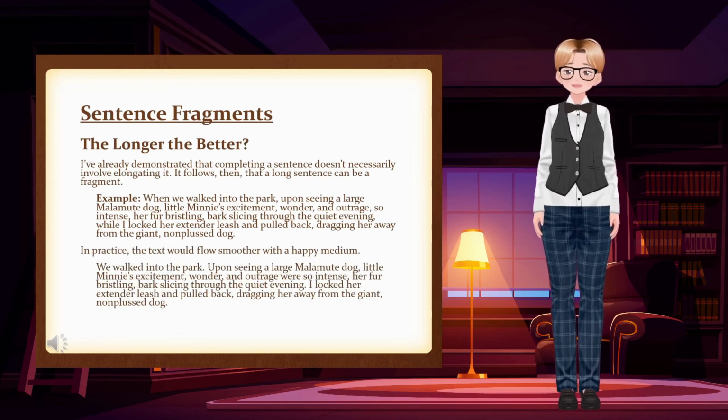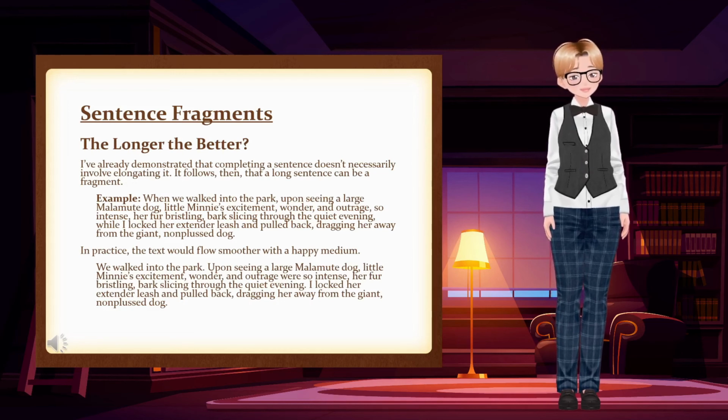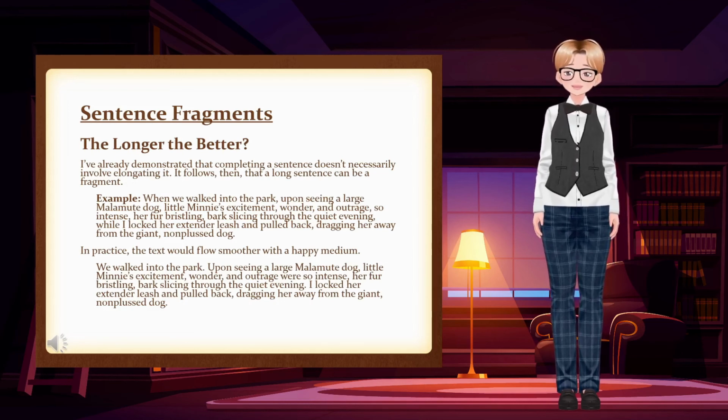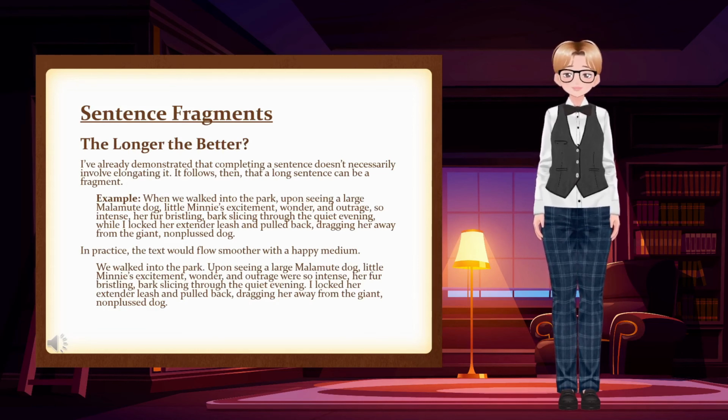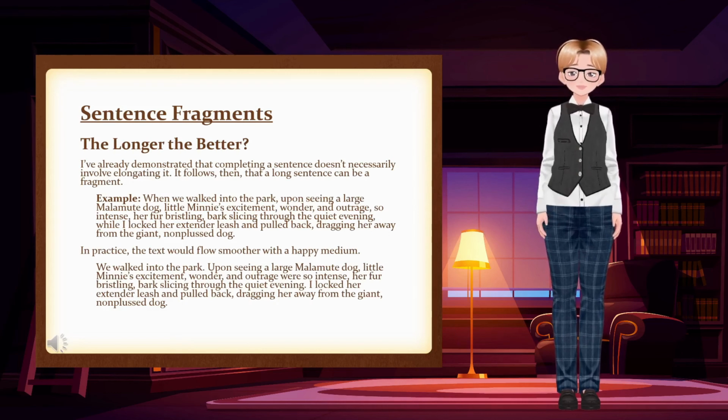We walked into the park. Upon seeing a large Malamute dog, little Minnie's excitement, wonder, and outrage was so intense, her fur bristling, bark slicing through the quiet evening. I locked her extender leash and pulled back, dragging her away from the giant, nonplussed dog.